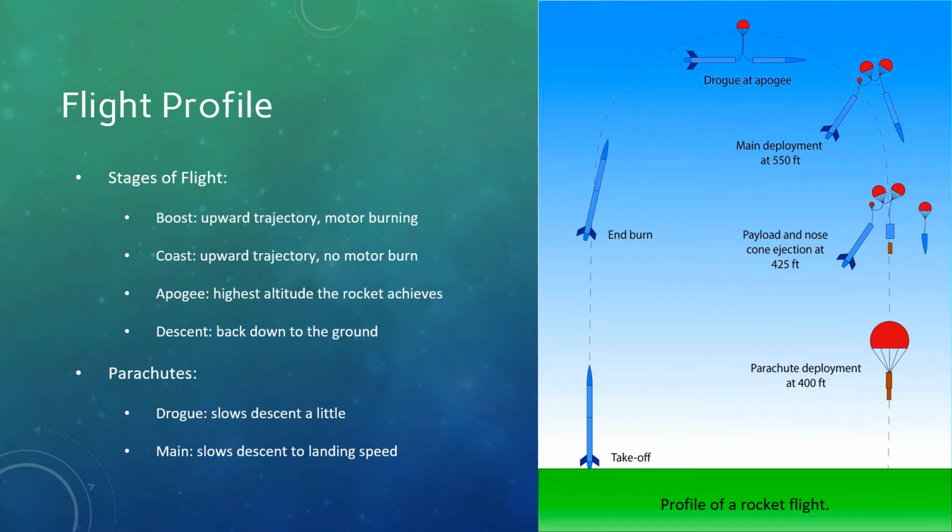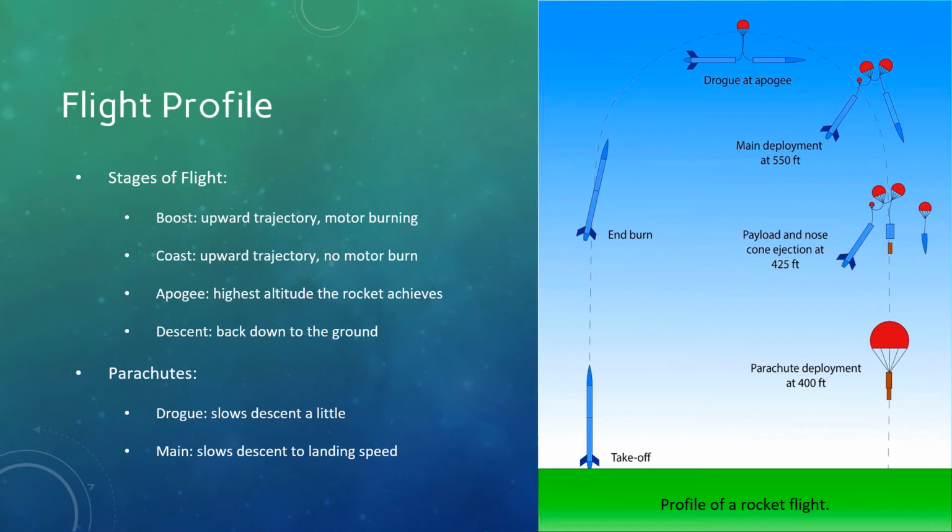After the motor burns out, it starts coasting and it continues upward. It's got momentum carrying it up still. And so it coasts until the combined effects of gravity and drag slow it down and it stops going up. The point where it stops going up, arcs over, that's called apogee. That's the highest altitude that the rocket will reach. And then all the way back down to the ground is called descent.